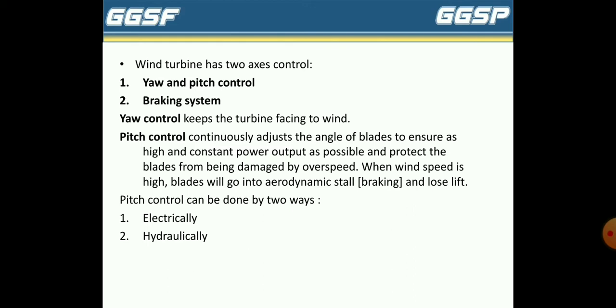Wind turbine has two axis control, yaw and pitch control, and second is braking system. First is yaw control. It keeps the turbine facing to wind, and pitch control. It continuously adjusts the angle of blade to ensure as high and constant power output as possible. Pitch control can be done in two ways: electrically and hydraulically.